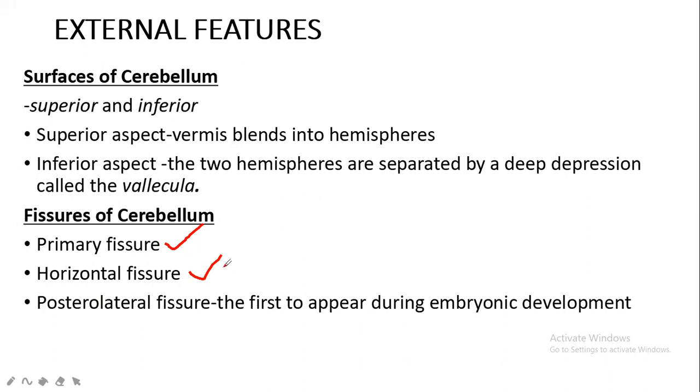Now we need to appreciate what lies anterior to the primary fissure. So if I do a little drawing and say this is the primary fissure, this is the horizontal fissure, and this is the posterolateral fissure, as we'll be seeing here, then this will be the anterior lobe.